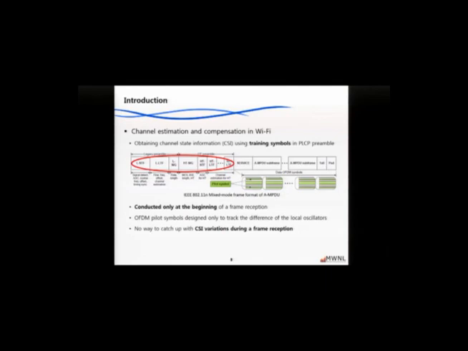So apparently Wi-Fi has pilots. The number of pilots is too few to keep track of channel variation, especially if you think about LTE. LTE uses pilots, which are called reference signals, and they are spread across, and there are many reference signals so that the receiver can keep track of channel variation even with very high mobility. But in Wi-Fi, there are two facts.